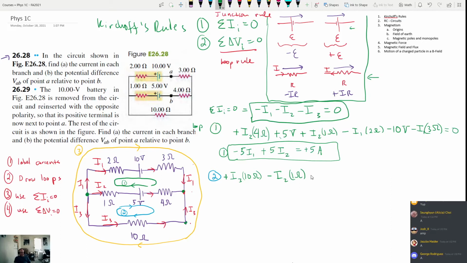Coming to the 5-volt battery, it's going to be negative 5 volts because we're going from the positive to the negative side. And then finally we have the 4 ohm resistor right here, which has current passing in the same direction. We're doing the blue loop, right? So along the blue loop, we're going to the right. The current is also in the same direction. So we're going to write a negative I2 multiplied by the resistance, which is 4 ohms. Did everybody get the same answer?